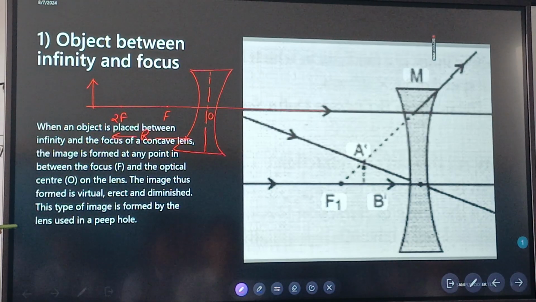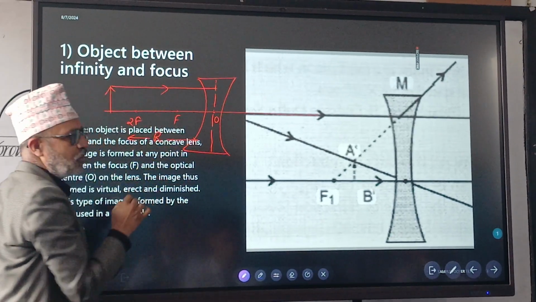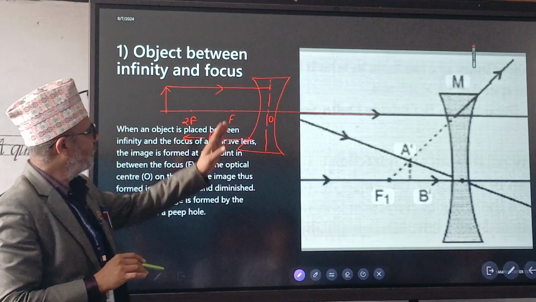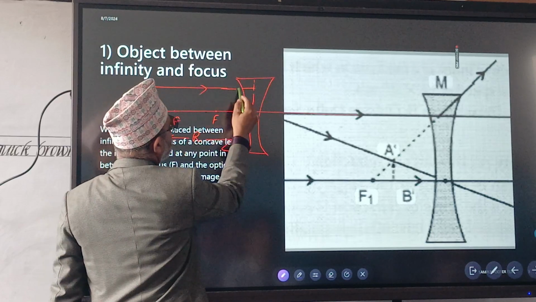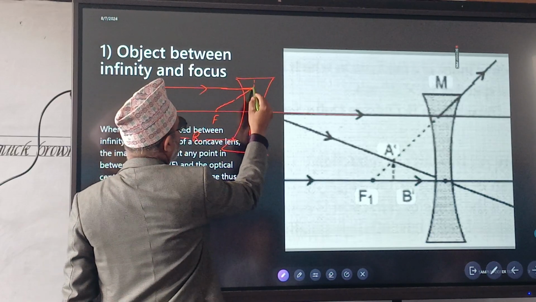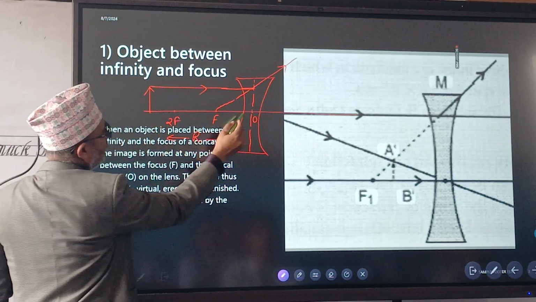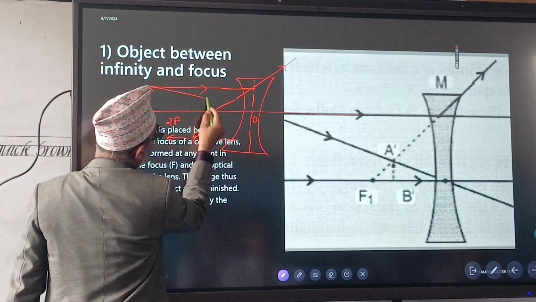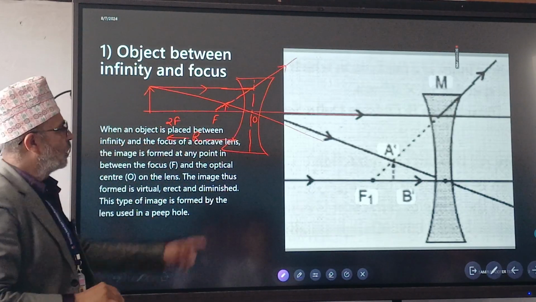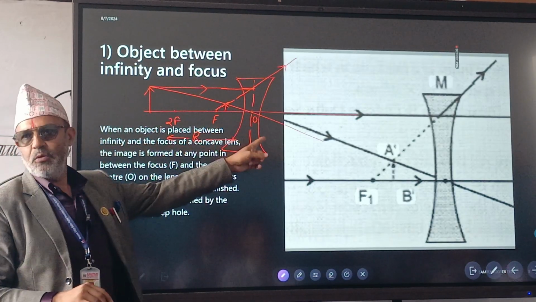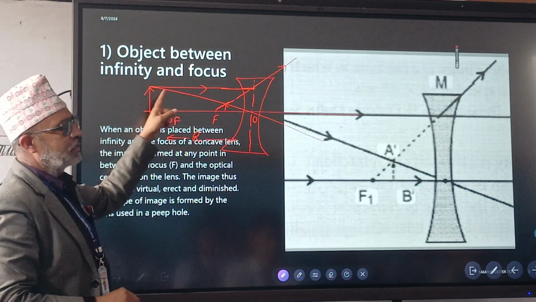Object is here. Now how to draw the image? So the parallel line is here. Is it a convex lens or concave lens? Concave lens. In the case of a concave lens, this ray does not go to the next side. It goes up to here, then from here, diverging. One ray goes parallel to the principal axis, another ray goes through the optical center. This is a dotted line, and what is formed here? The image is formed. Where is the image formed? Between F and O. Always the image is formed between F and O when the object lies between infinity and focus.